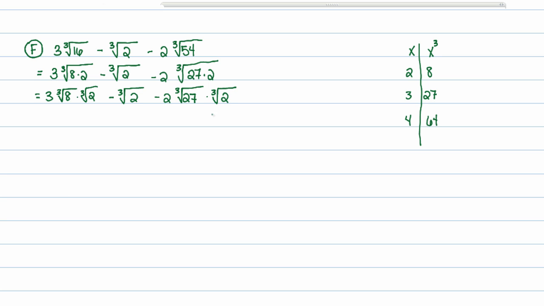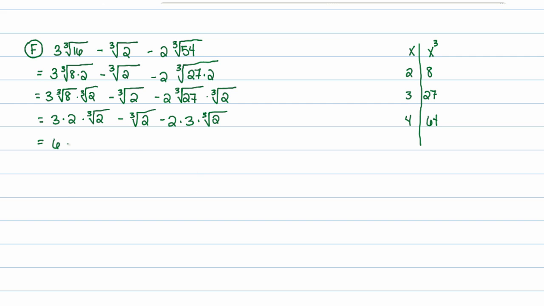So I break each of those apart, and then I take the cube roots of the stuff that I can. It's going to be 3 times 2 times the cube root of 2 minus the cube root of 2 minus 2 times 3 times the cube root of 2. So that'll be 6 times the cube root of 2 minus the cube root of 2 minus 6 times the cube root of 2. And now you ask yourself if you can simplify these any further.